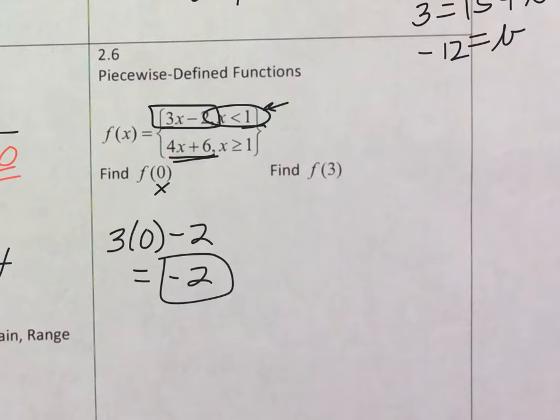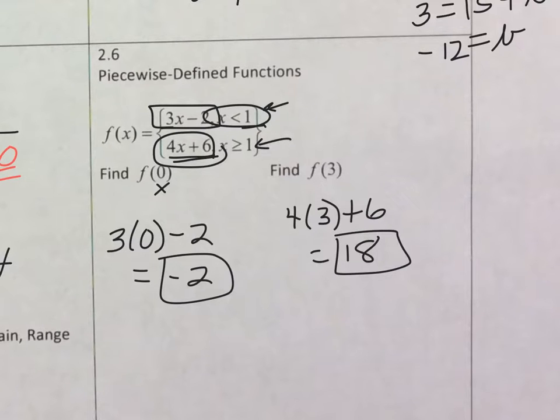If I ask you for f of 3, that's greater than or equal to 1, so now we're going to use 4x plus 6, so we take 4 times 3 plus 6, which is 18. So make sure you know how to substitute into a piecewise defined function.